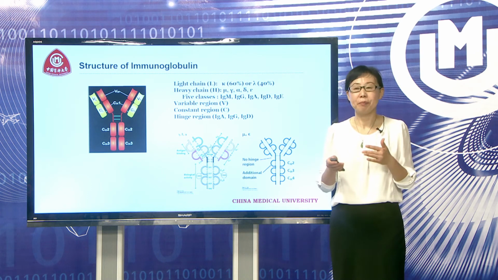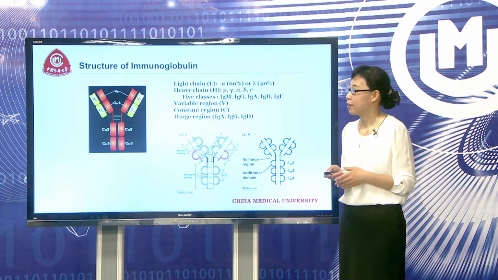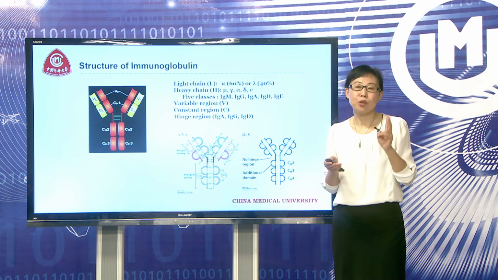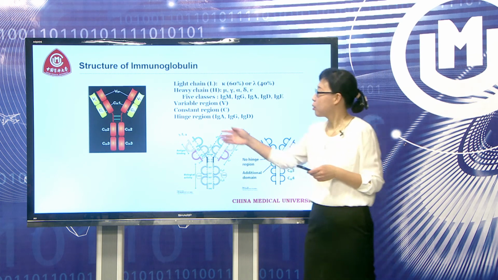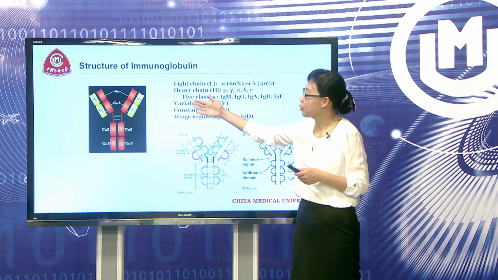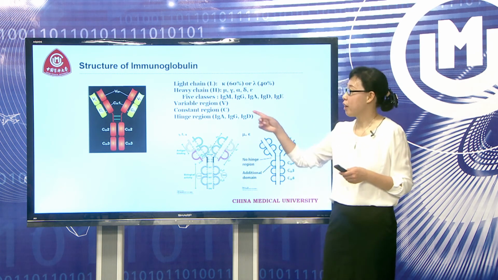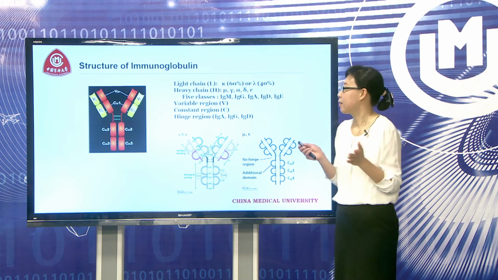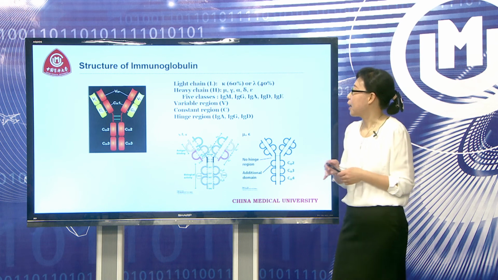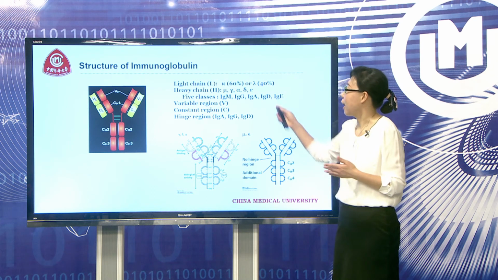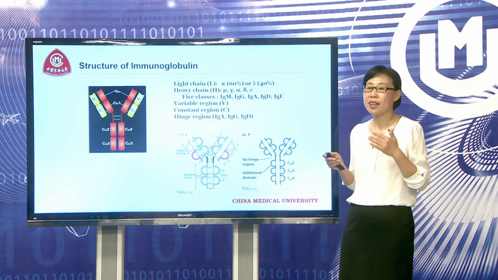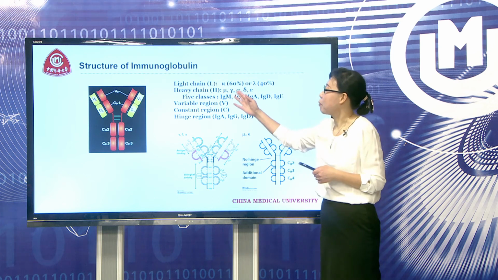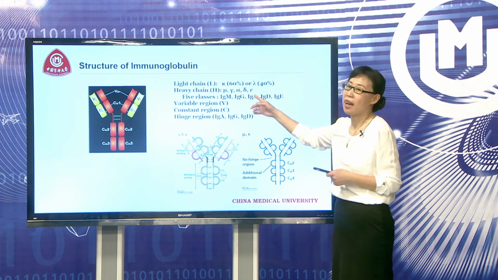Immunoglobulin is a polypeptide. It is composed of 4 chains: 2 identical light chains shown in yellow, and 2 identical heavy chains shown in red. They form a Y-shaped structure. There are 2 types of light chains in our body, kappa chain and lambda chain. And there are 5 classes of the heavy chains: mu chain, gamma chain, alpha chain, delta chain, and epsilon chain.